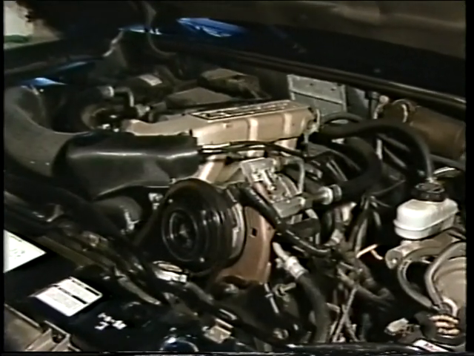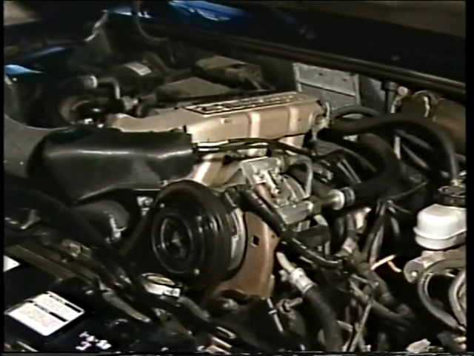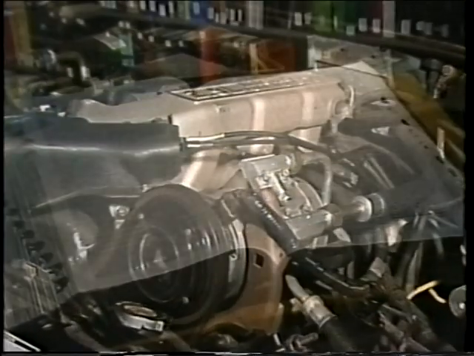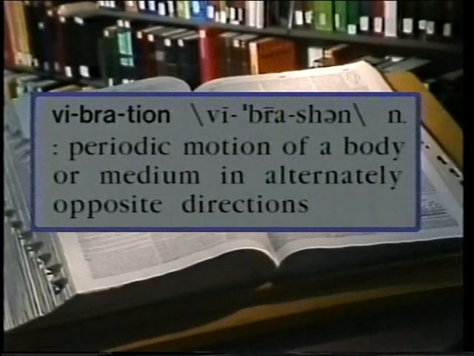Nearly every machine in use today has one thing in common. They all experience a certain amount of vibration. According to the formal definition, vibration is the periodic motion of a body or medium in alternately opposite directions. In simple terms, vibration can be thought of as the back and forth movement of a rigid object.